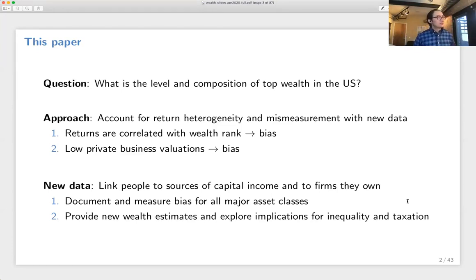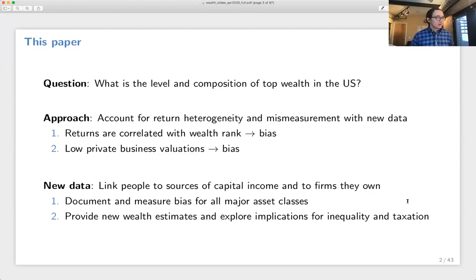When we do this, we're going to be using new data which links people to the sources of their capital income, specifically to the firms they own. In the case of pass-through firms, where we have an explicit link between people, their point in the income distribution, and the firms that they derive a lot of their wealth from, we're going to use the characteristics of those firms to improve wealth estimates.